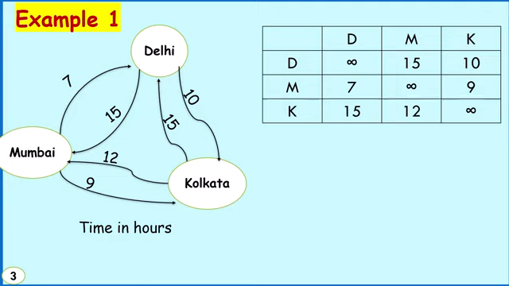Then in a similar manner, Mumbai to Delhi is 7 hours, and Mumbai to Mumbai there is no need to allocate, so it is represented as infinite. By addition or subtraction it will always be infinite only. And Mumbai to Calcutta is 9 hours. Similarly, Calcutta to Delhi is 15 hours, Calcutta to Mumbai 12 hours.